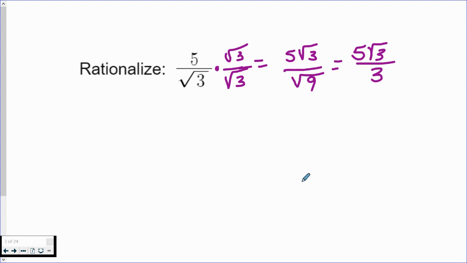So again, you're going to need that for some of the problems as you're working through with your special right triangles. If you end up with a radical in the denominator, make sure you do rationalize it for your final answer.